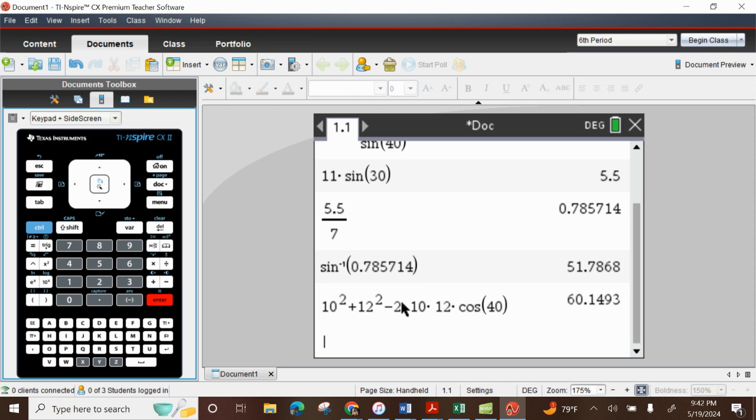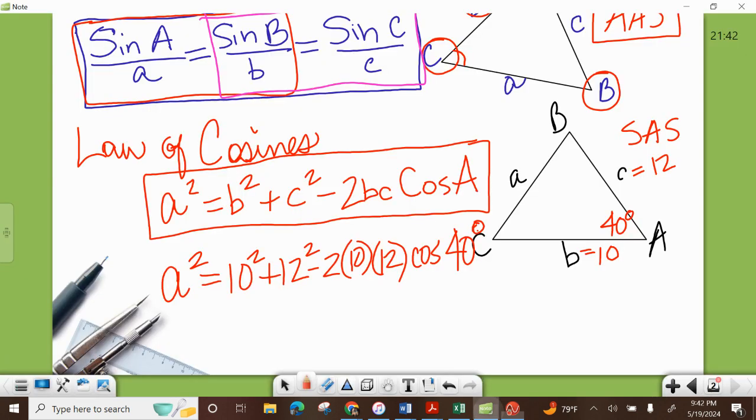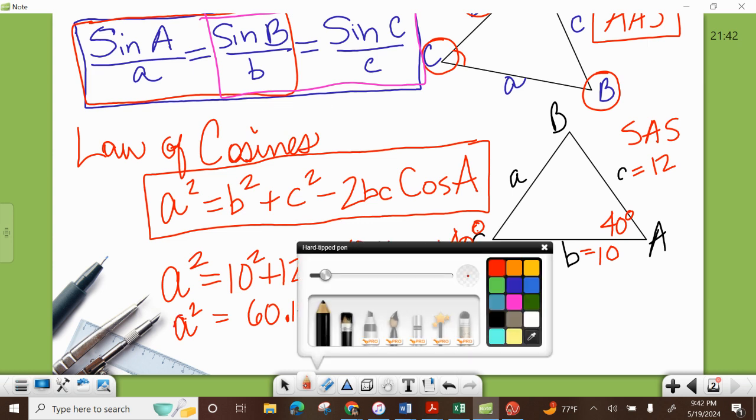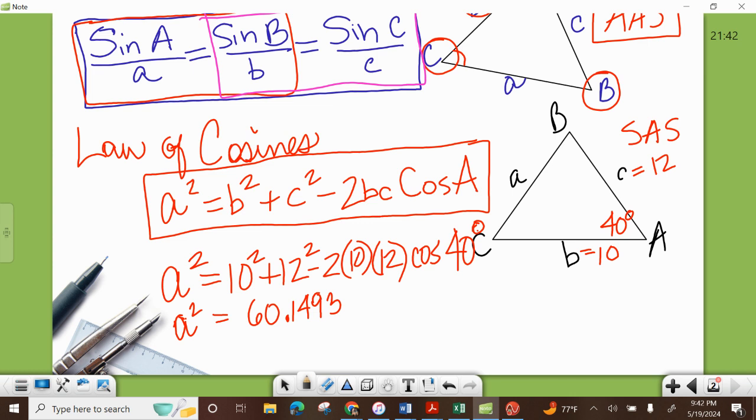60.1493. So I'm going to go back over here, and again, we don't round unless we have to. 60.1493. That's what that big string of expressions gives me. And that's all equal to the side A, whatever it is, squared. However, just like when you solve Pythagorean theorem, I don't want A squared, I want A. So I'm going to take the square root of both sides to get my A value.